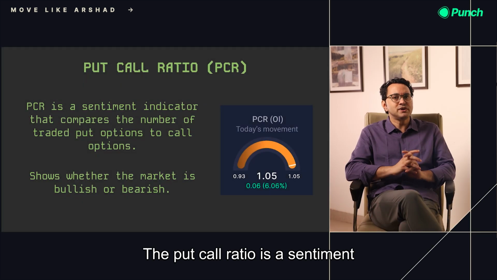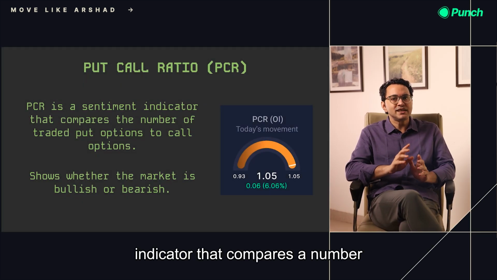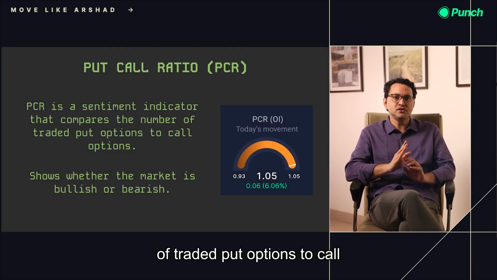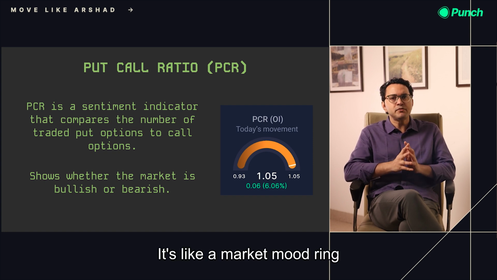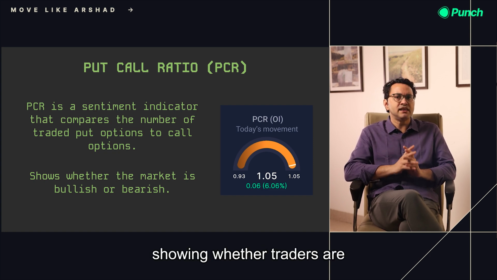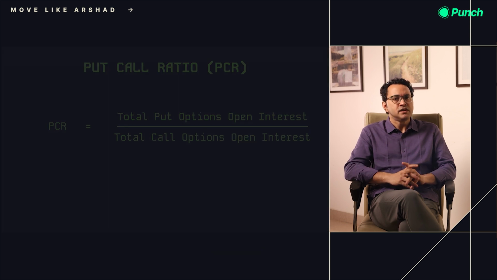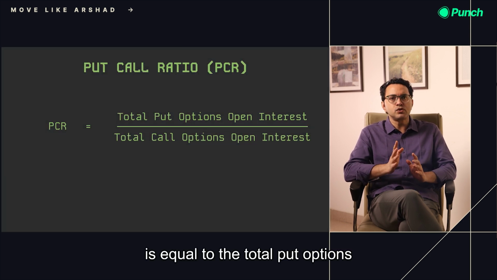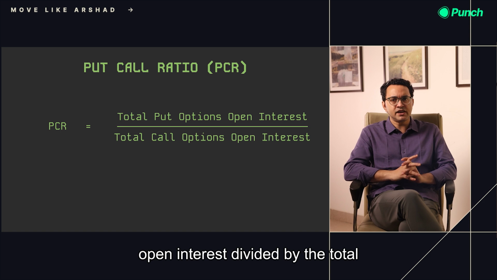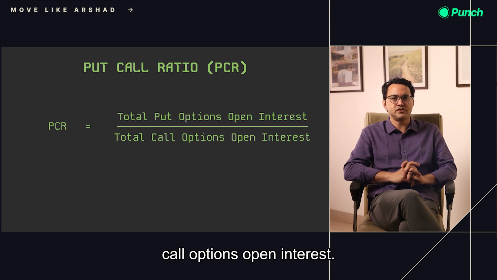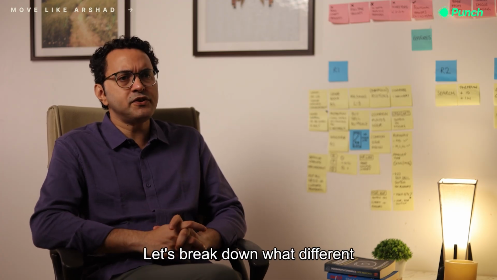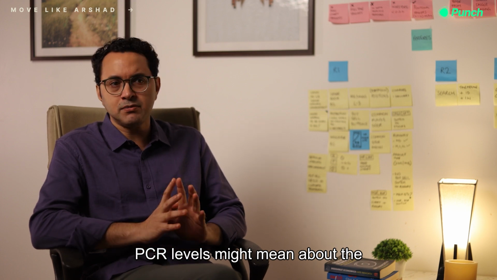The put-call ratio is a sentiment indicator that compares the number of traded put options to call options. It's like a market mood ring, showing whether traders are leaning bullish or bearish. PCR is equal to the total put options open interest divided by the total call options open interest. Let's break down what different PCR levels might mean about the market mood.